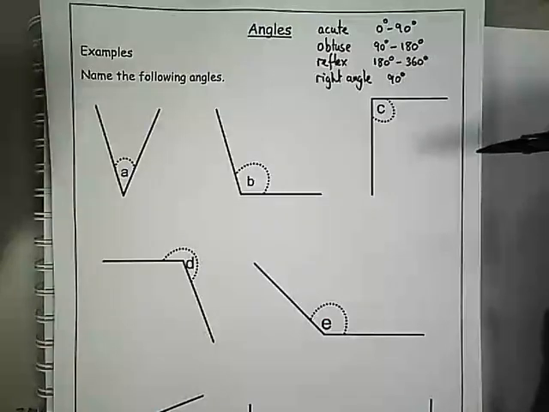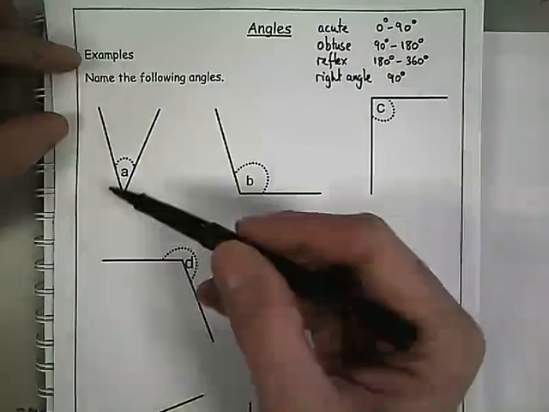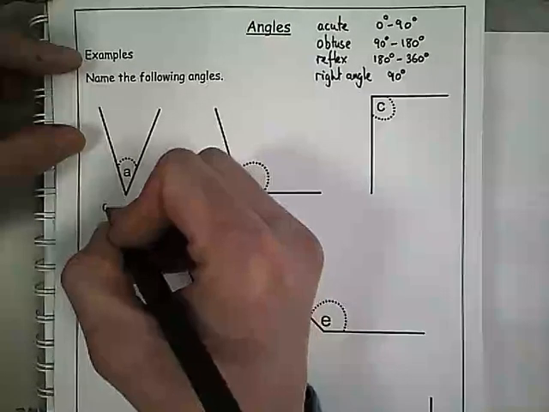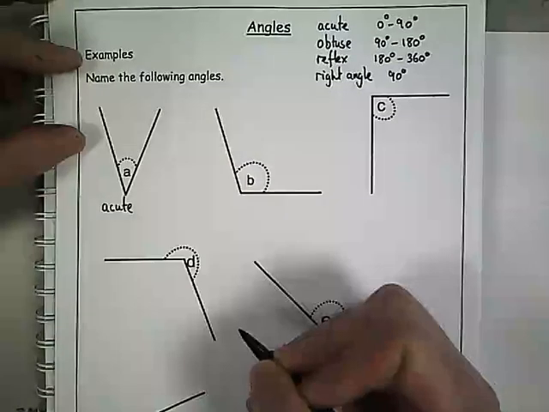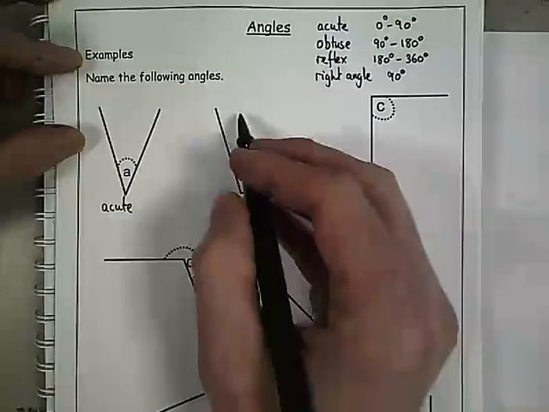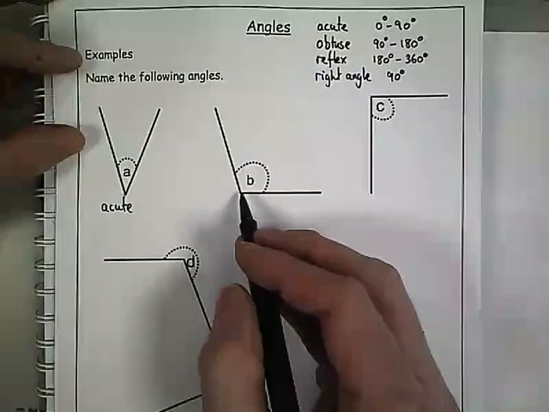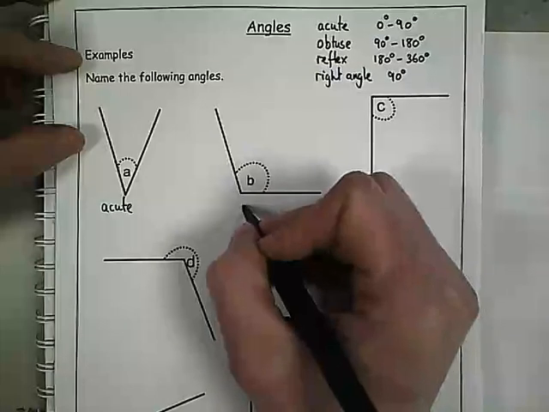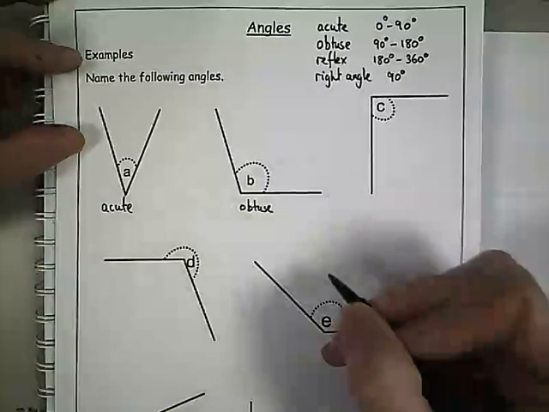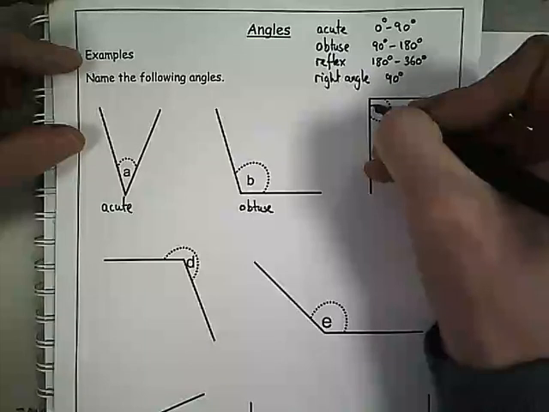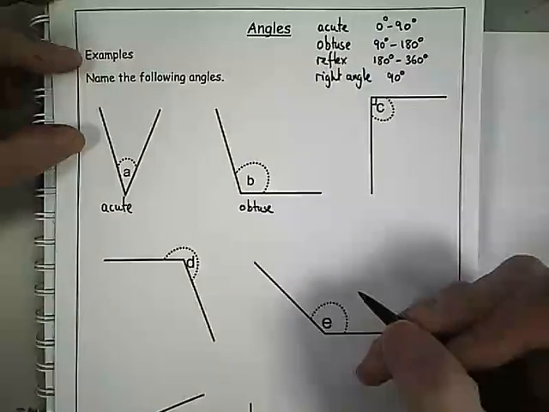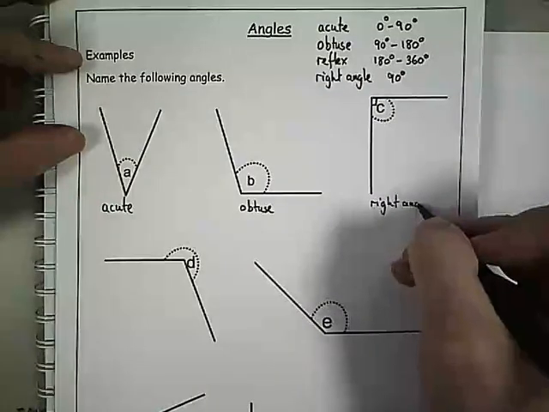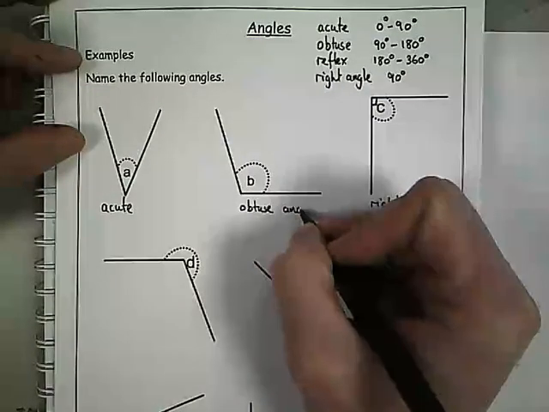So looking at the angles we've got as examples, this angle A, it's less than 90 degrees but greater than 0 degrees, so we call this one acute. Angle B, it's greater than 90 degrees, okay, but less than 180, which would be a straight line, so we call this one obtuse. Angle C is a right angle, and really they should be identifying it with a little square in the corner, so we call it a right angle.